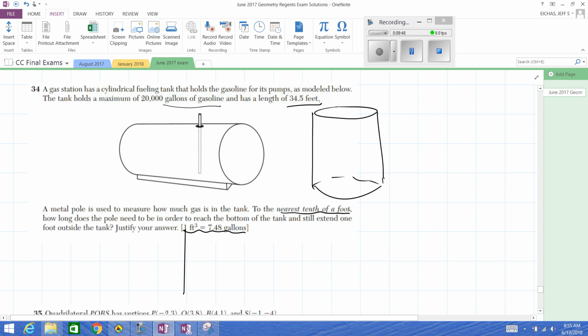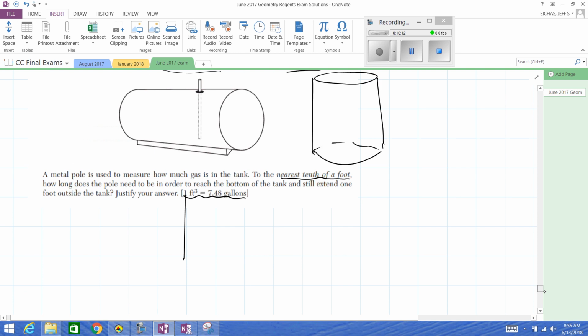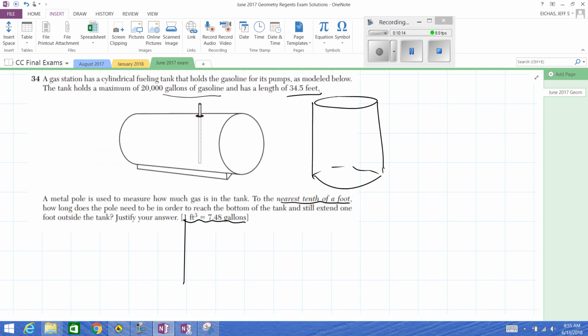Some rounding. They don't say round anymore. The indicator that you're supposed to round is when they say nearest tenth or something like that. Okay, if they say leave it in terms of pi, we're not rounding. So just kind of making sure we know what the test is looking for, depending on what they say. All right, so let's see if we can tackle this problem. So, okay, the tank holds a maximum of 20,000 gallons of gasoline, and let's see.